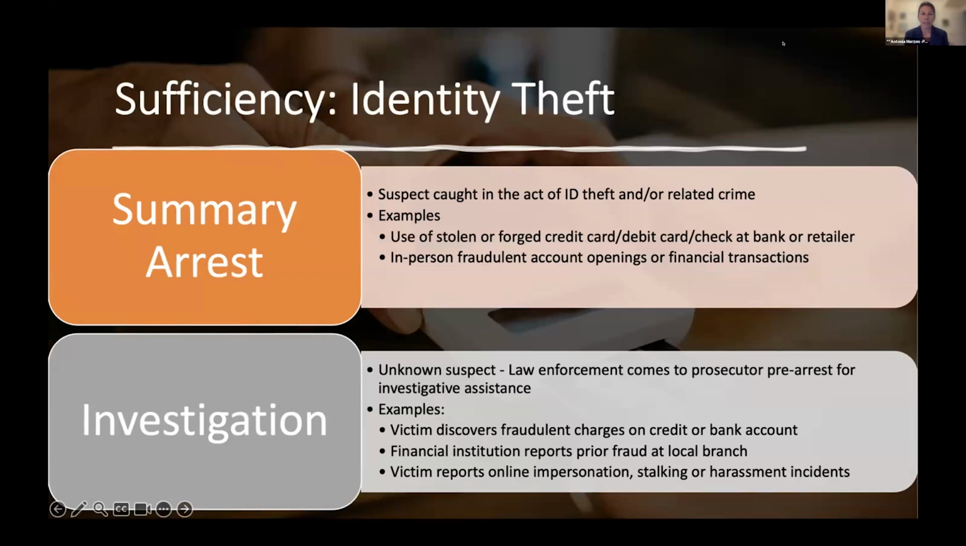They're coming into prosecutor offices every day in the form of summary arrests for things like using stolen or forged credit or debit cards, forged checks, opening financial accounts, using a person's identity information, etc. So they're coming into offices and they're being assigned often to junior prosecutors.